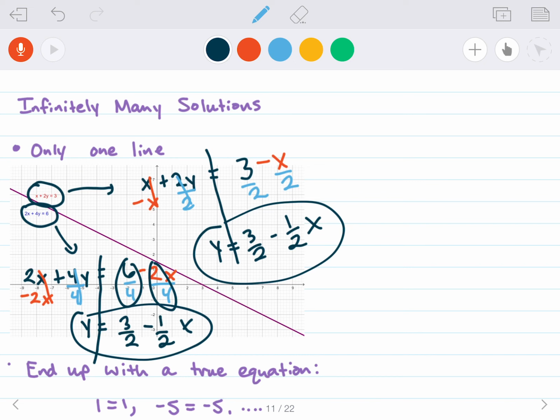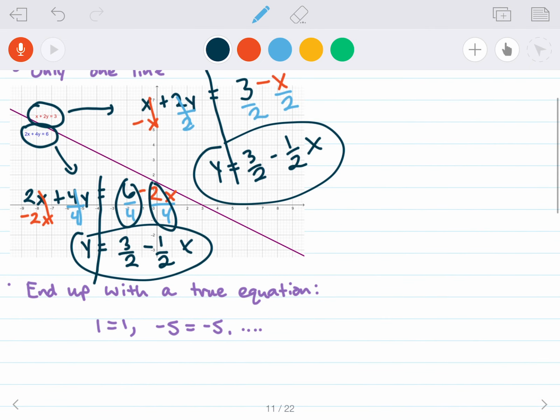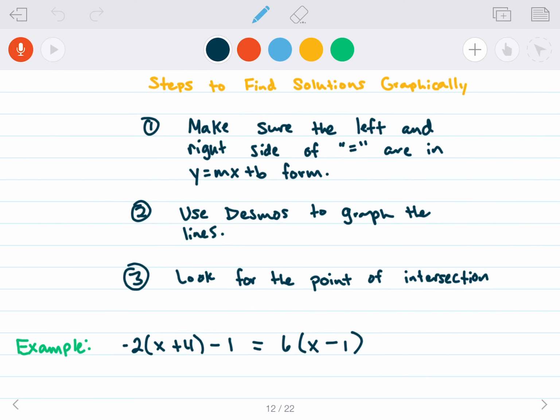And what that means in Desmos is that when you plug in these two things in Desmos, you're going to get just one line. You're not going to get any kind of intersection. What this means algebraically is that you're going to get a true equation. So, for example, 1 equals 1, negative 5 equals negative 5. A number equaling itself is a true equation, and we're going to do some examples where we actually see this in action.